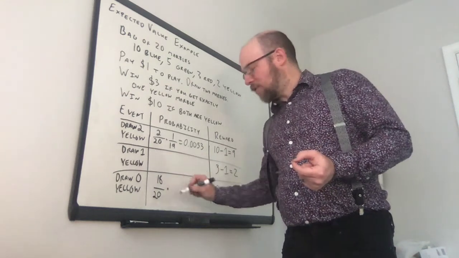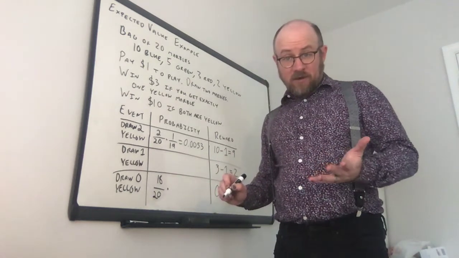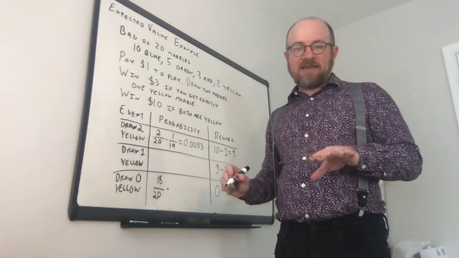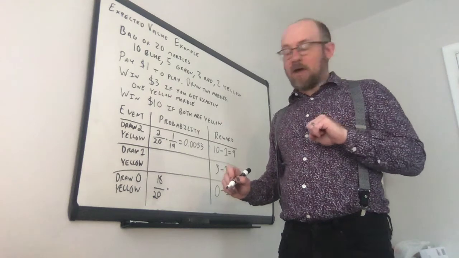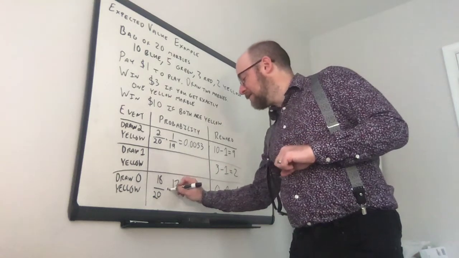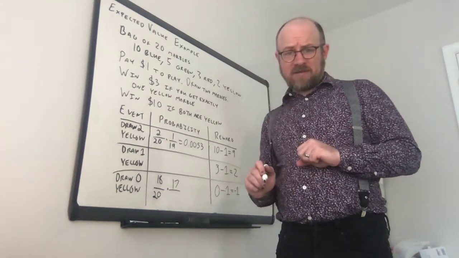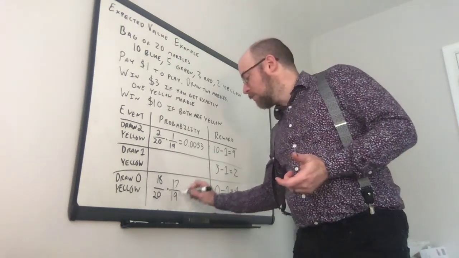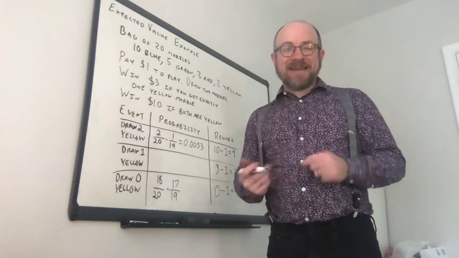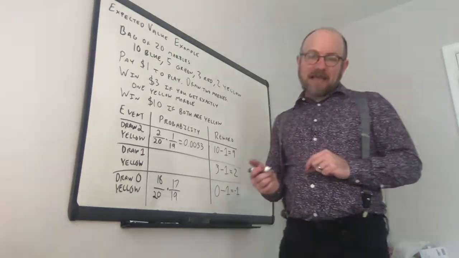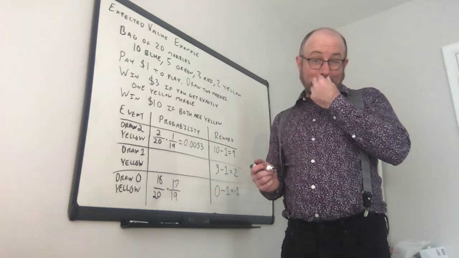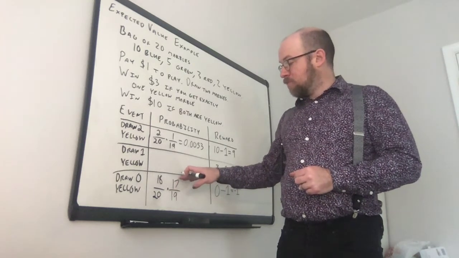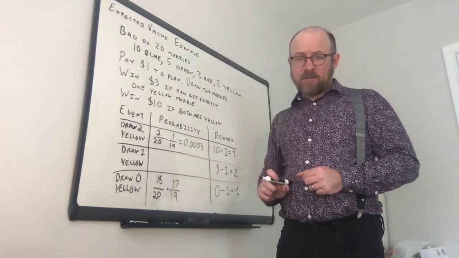What about the second marble? The first marble you drew wasn't yellow. So how many non-yellow marbles are left? Well, there were 18 at first. We took 1 of them out. So there are 17 non-yellow marbles left. And then out of how many marbles? Well, we drew 1 out. So 17 out of 19 is the probability that the second marble isn't yellow. So we get 18 out of 20 for the first marble not being yellow, 17 out of 19 for the second marble not being yellow.